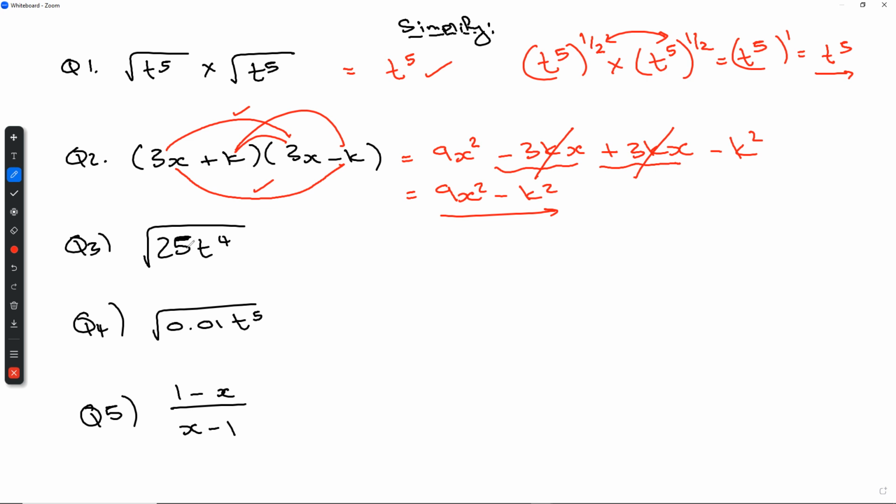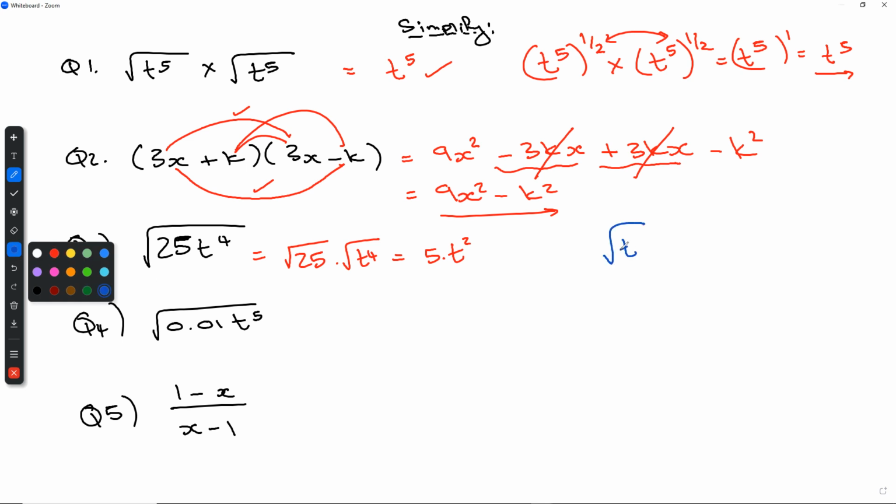The square root of 25 t to the power 4 is the same as the square root of 25 times the square root of t to the power 4. That's going to be 5 times, and the square root of this is going to be t squared. To explain that, let's have a look carefully. We've got the square root of t to the power 4. Remember, t squared times t squared equals t to the power 4.